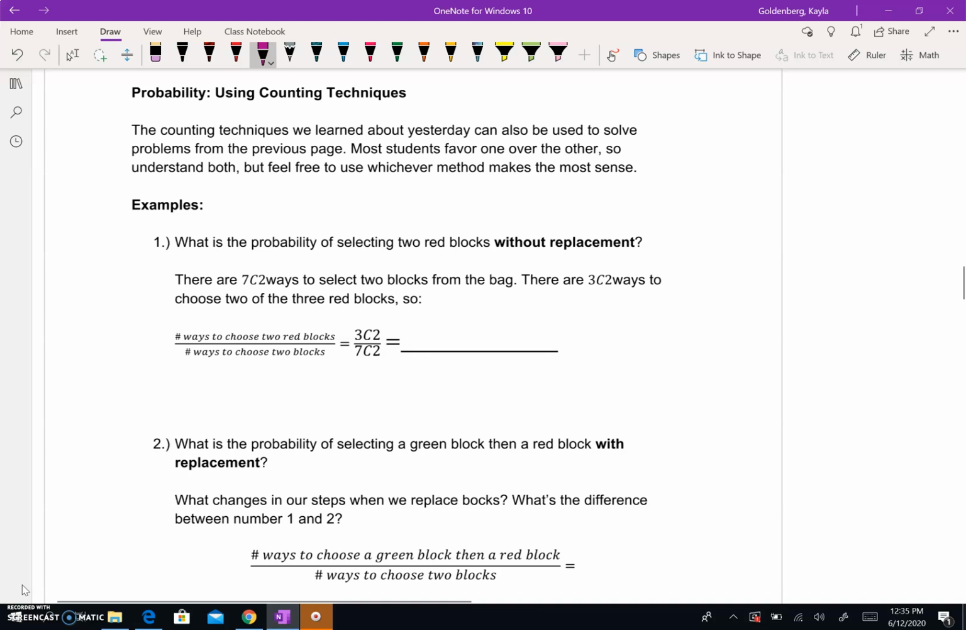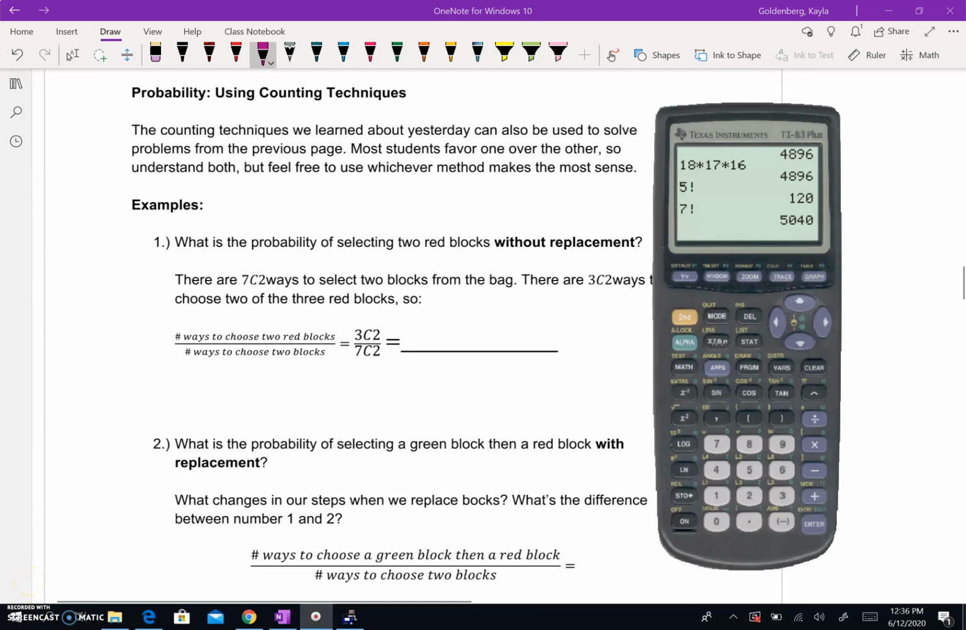So there are 7 choose 2 ways to select 2 blocks from the bag. There are 3 choose 2 ways to choose 2 of the 3 red blocks. So we could put that as a fraction: 3 choose 2 over 7 choose 2. I'm going to pull up my calculator real quick.